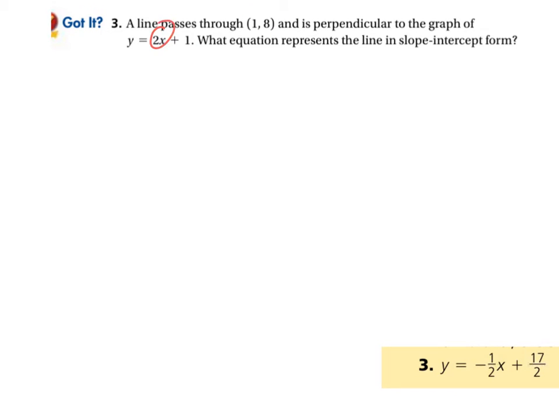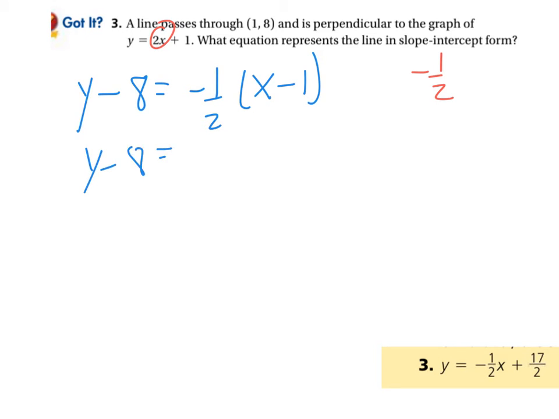So the slope here is 2x. So my perpendicular slope is -1/2. Sorry, slope is 2, not 2x. So we're going to use that whole point slope form. y minus 8 equals -1/2 times the quantity x minus 1. So a little distributive property fun here. y minus 8 equals -1/2 x plus 1/2, right?